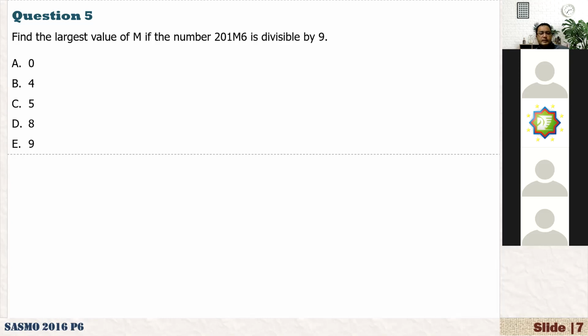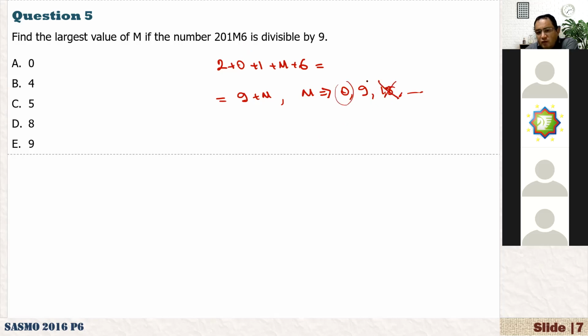Yes, 9. E, because we know that for a number to be divisible by 9, the sum of the digits, that is 2 plus 0 plus 1 plus m plus 6, must be divisible by 9. 2 plus 0 plus 1 plus 6 is 9, so 9 plus m should be divisible by 9. So what are the possible values of m? Either 0, 9, 18 and so on. But m is a digit, so it cannot be 18. So we have 2 possible answers, 0 or 9. And the question is asking for the largest value, right? Among these 2, 9 is the largest one. So the answer is 9. Very good.